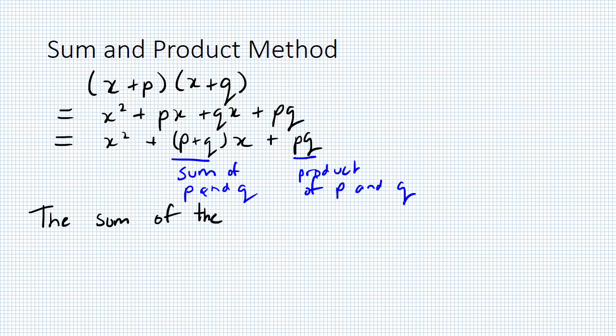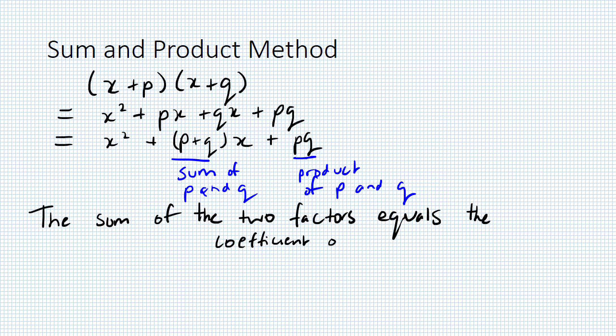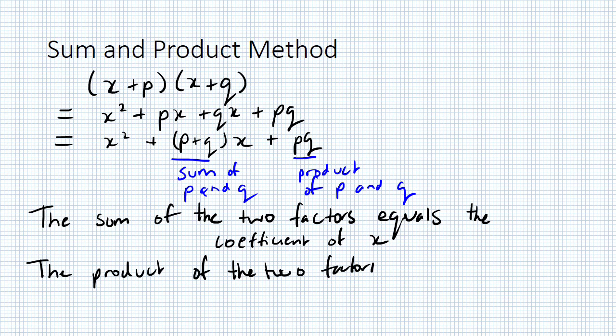So what we should notice, and what we can say here, is that the sum of the two factors, p and q, corresponds to or equals the coefficient of x. The product of the two factors equals the constant term. Alright, so putting that into practice, what does all that mean?